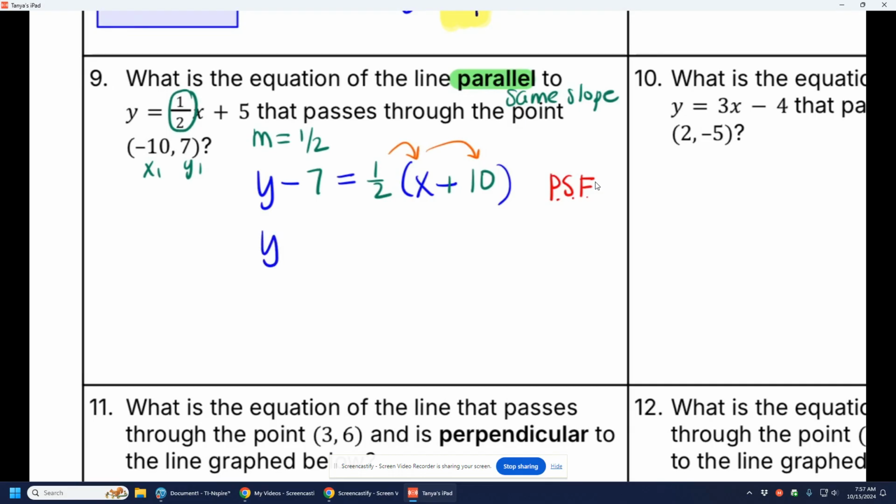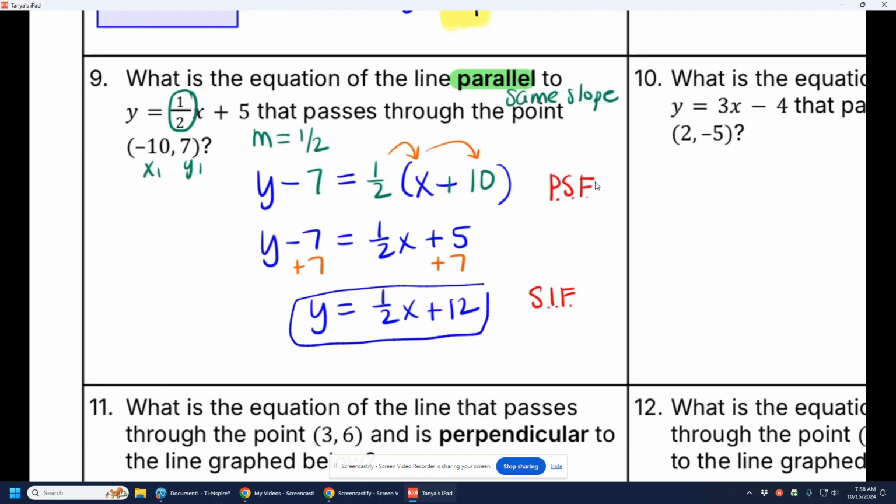And that'll leave me with y minus 7 equals 1/2 x plus 5, because I know half of 10 is 5. And then we're going to add 7 to both sides just to get that y by itself. And now I'm left with y equals 1/2 x plus 12. And then again, from here, you would look at your answer choices, and if they want slope-intercept form, so SIF, you would be done. And honestly, I know what the test looks like, so I know for the most part, they're going to want you to stop here.